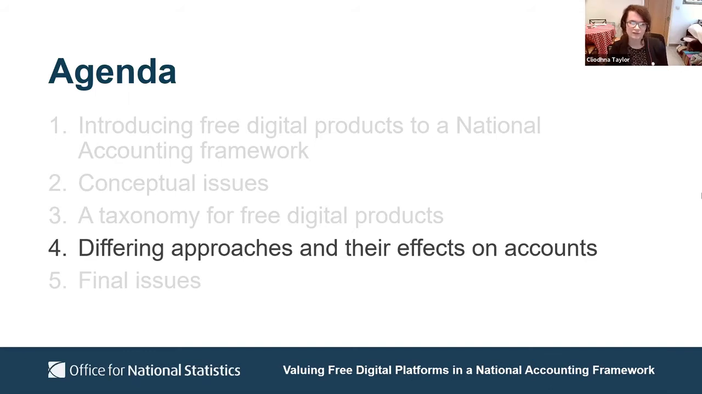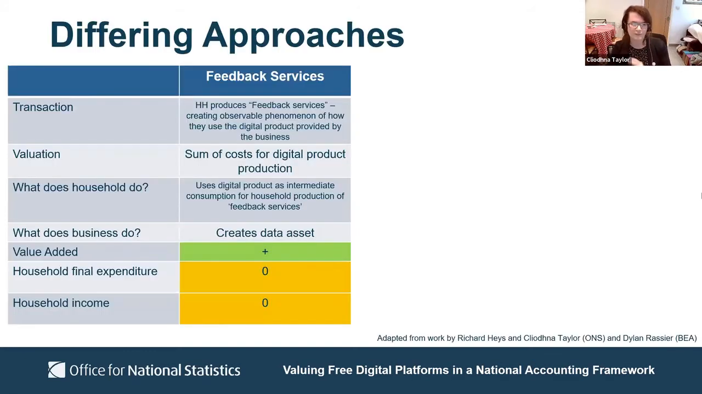So now we're going to consider some of the different approaches that we might take for conceptualizing exactly what happens in that barter approach. And I'd like to introduce three, and I'd also like to provide a little thanks to Dylan from the BA, who's been working with us on some of these conceptualizations. So first off, I'd like to introduce the idea of conceptualizing the barter that takes place when consuming a free digital product that's provided via advertising, as the barter of a feedback service.